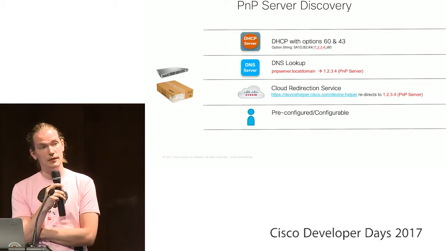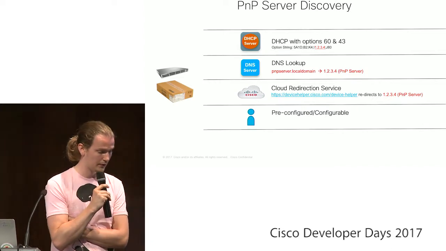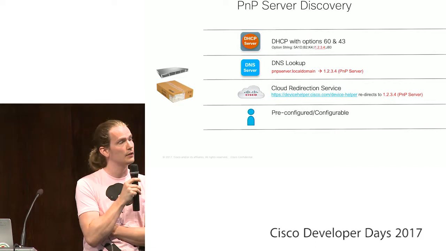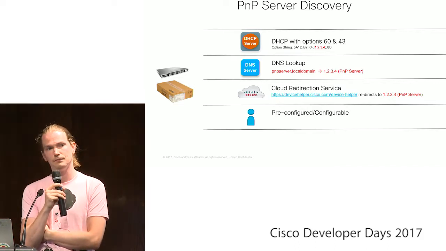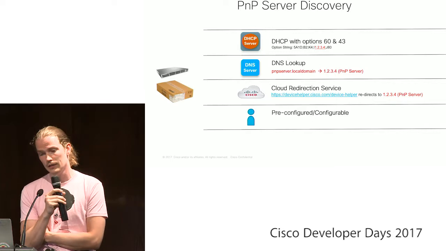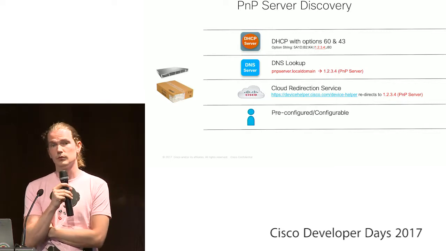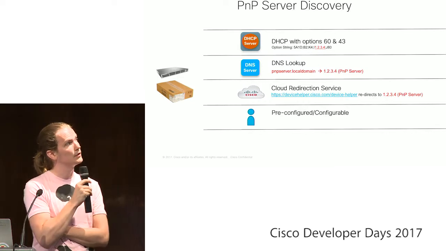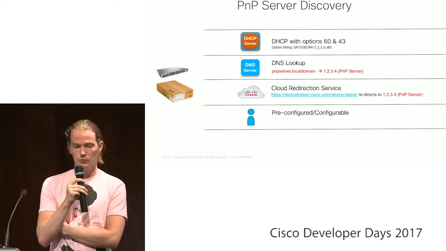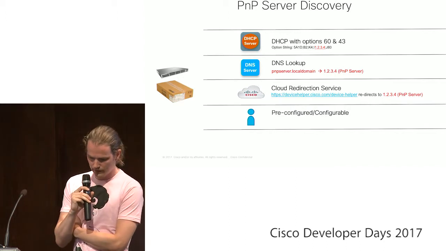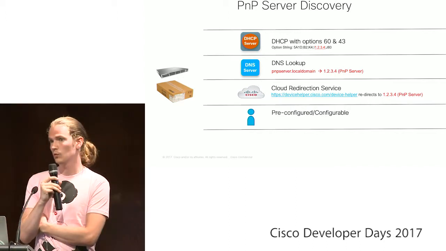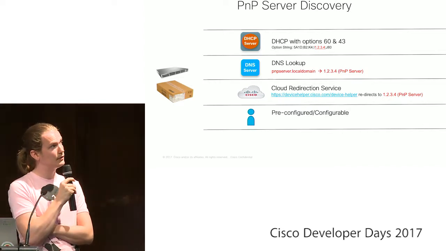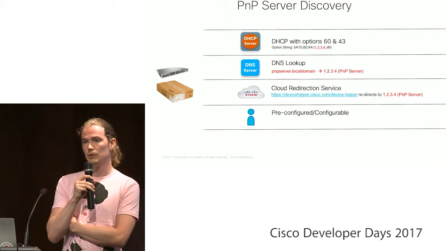First, it will use DHCP, and if that's configured using the option string, I think it's 60 and 43 with the IP of the PMP server, it will use that. If that's a no-go, it will try to use DNS. If that's a no-go, it will use the Cisco Cloud Redirect Service, which is basically a service that Cisco have somewhere where the customer can go in and name the serial of their PMP agent and point it to a PMP server somehow.